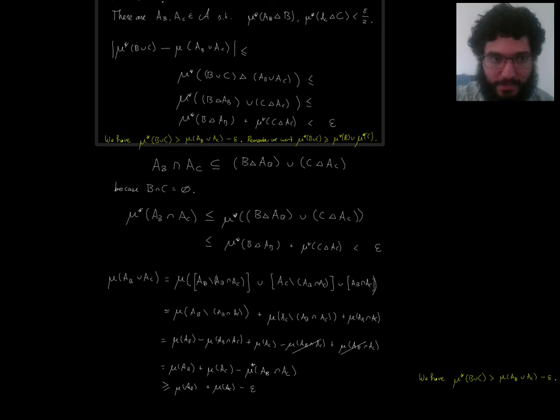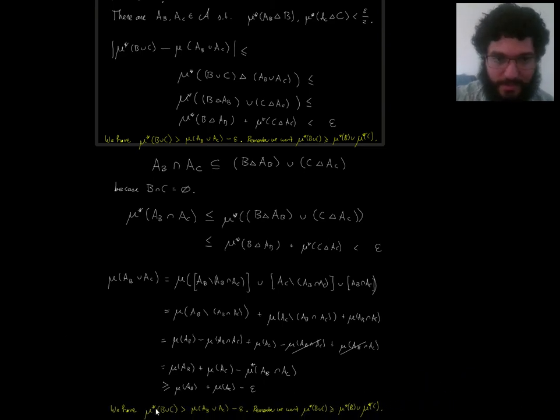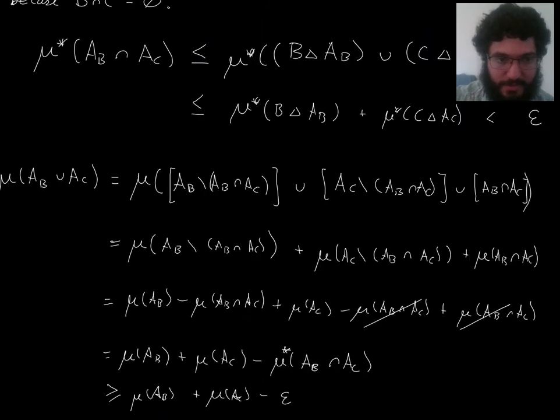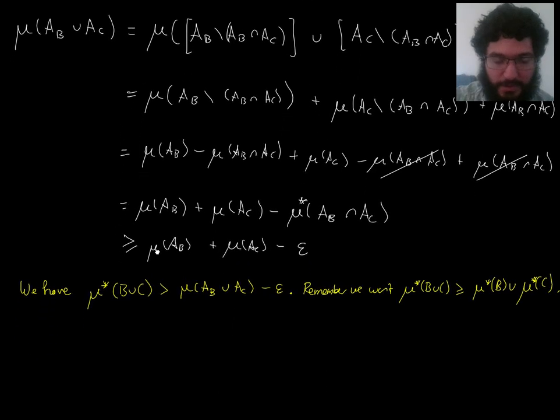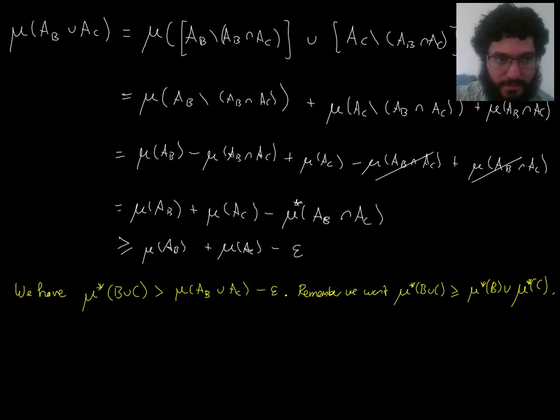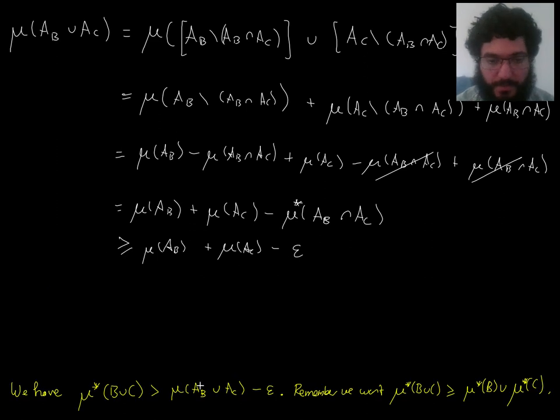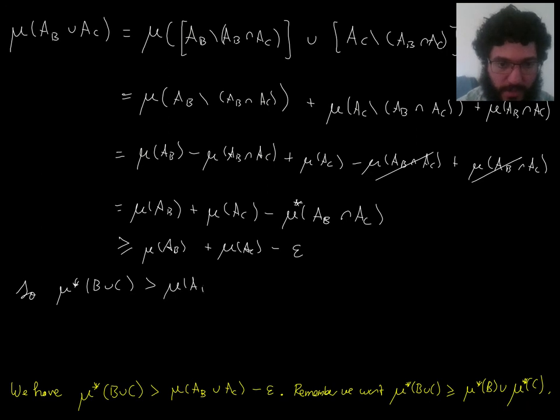All right, I'm copying that yellow line down here so that I can get everything on the same screen. Okay, so given what we just proved, I'm going to update this yellow line in a second. So now we have mu star B union C. We already had it's greater than mu AB union mu AC minus epsilon, and now we've improved our approximation here. I guess this was a strict greater than, not that it matters.